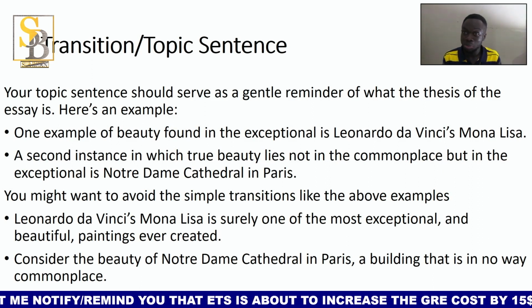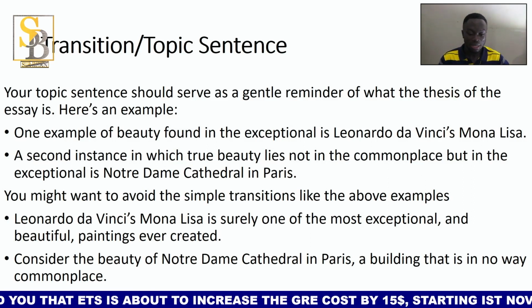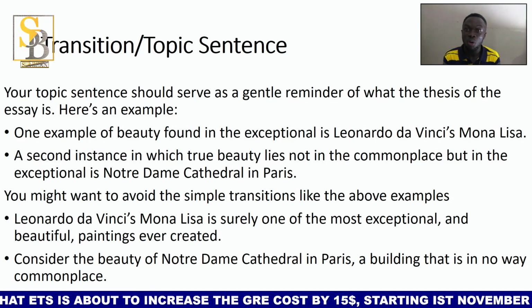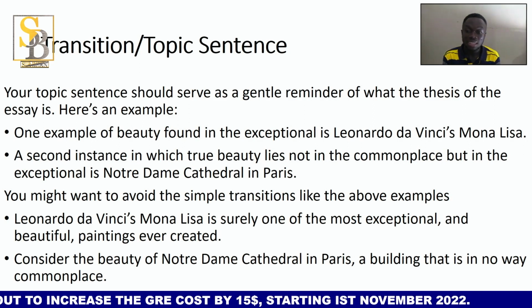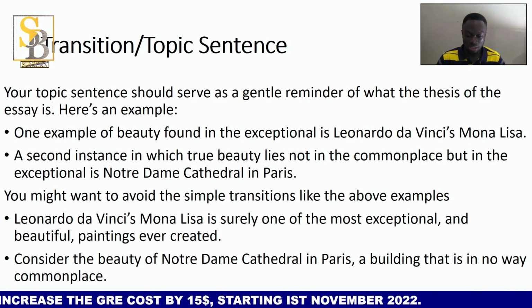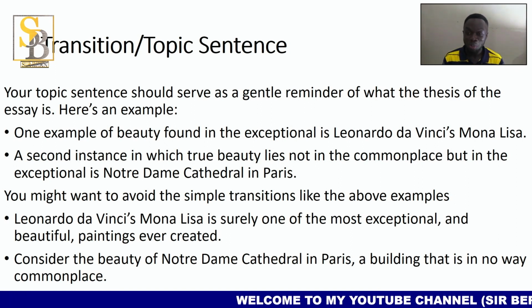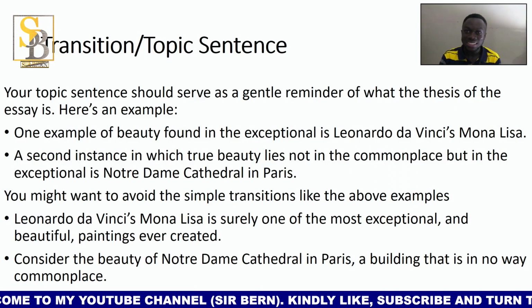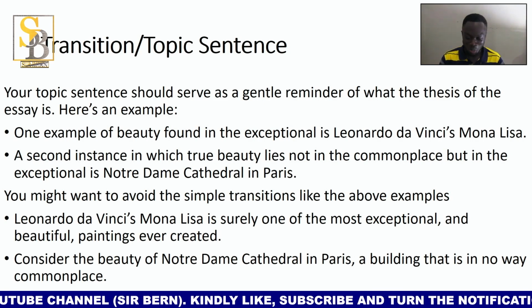These ones look like simple transitions, like firstly, secondly, thirdly, moreover. They look like simple ones that you might want to avoid, but if you want that, you can go with that. But you can also put it in a more interesting way, like the following. Leonardo da Vinci's Mona Lisa is surely one of the most exceptional and beautiful paintings ever created. Consider the beauty of Notre Dame Cathedral in Paris, a building that is in no way commonplace. So you have started with a good transition and topic sentence, which is a reminder of our thesis that beauty is in the exceptional and not in the commonplace.